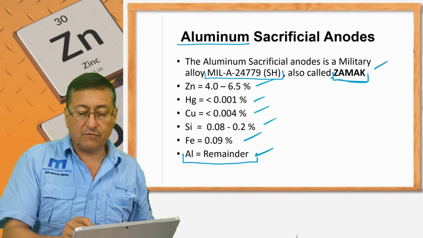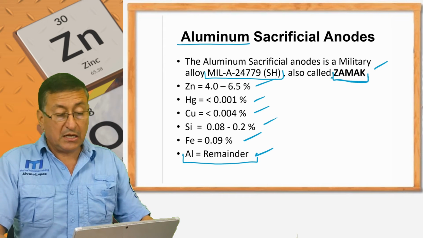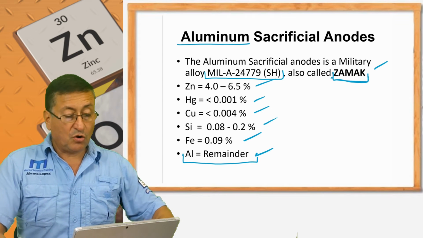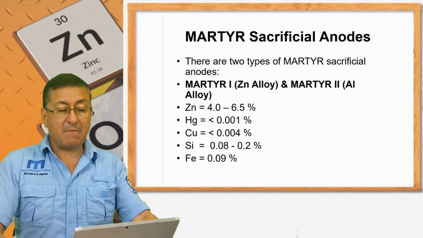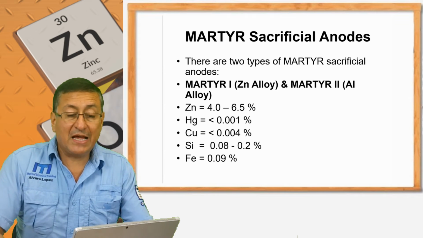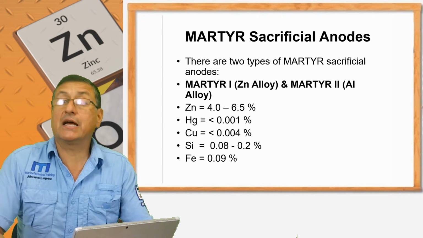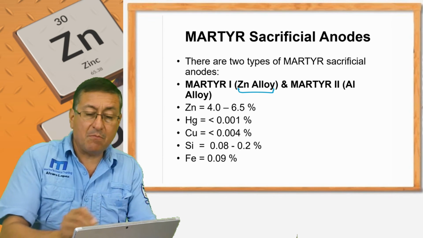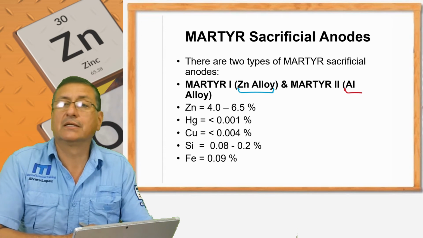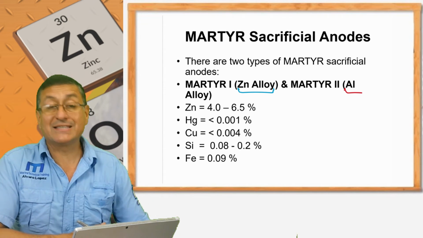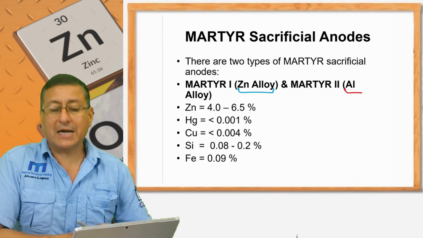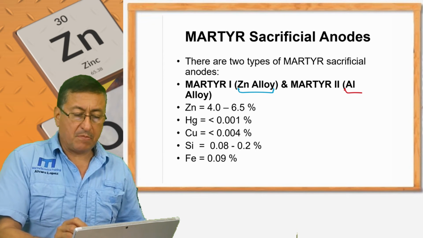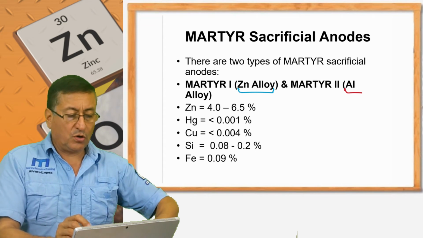Okay, SAMAC is an aluminum alloy with a content of around 6.5% zinc, and the rest is copper, silica, mercury, and iron. Other important alloys are the Martyr sacrificial anodes. Martyr, what is the meaning of that? There are two types of Martyr alloys. Martyr 1 are zinc alloys, and Martyr 2 are aluminum alloys. Okay, we are going to check Martyr 1 and Martyr 2.